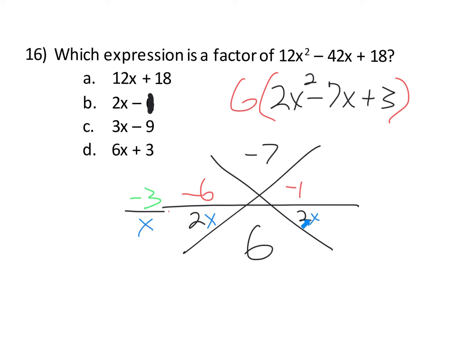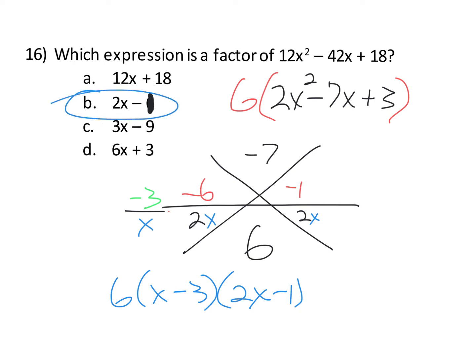Then we have our 2x minus 1, but we also have our 6. So here's what this one looks like. We have a 6, and then times x minus 3, and then times 2x minus 1. So you see one of our factors was 2x minus 1, and that's our answer here, B, 2x minus 1.